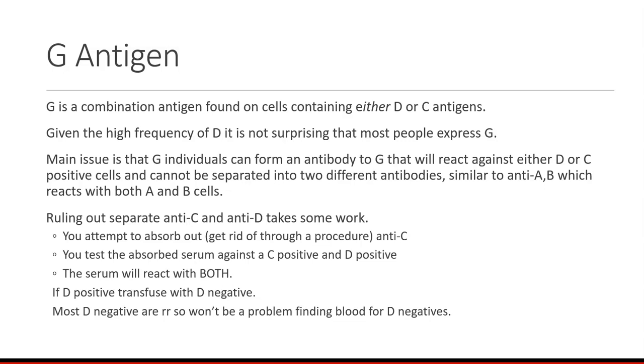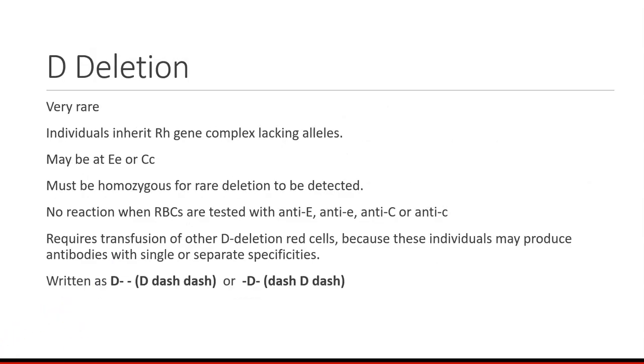If the patient is D positive, transfuse them with D negative, and most D negatives are little r, so it won't be a problem finding blood for D negative patients with anti-G. D deletions are very, very rare, and at the MLT level, I just want you to be able to describe what these are. These individuals inherit an Rh gene complex lacking alleles. It may be at the E or the C. Must be homozygous for this rare deletion to be detected.